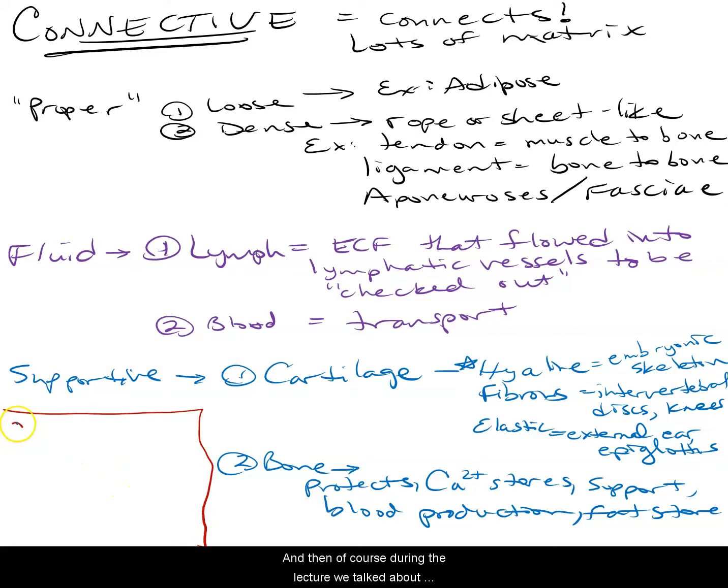And then, of course, during the lecture, we talked about three different types of fibers found in connective tissue: collagen, reticular, and elastic.